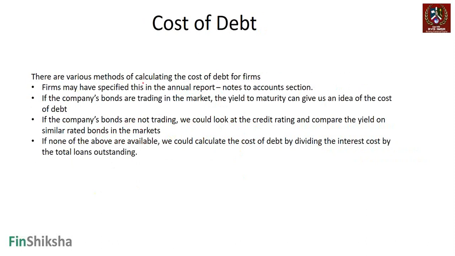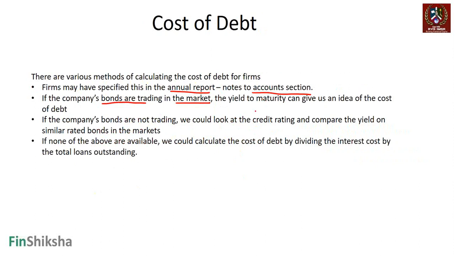There are various methods of calculating this. The first one: firms may have directly specified this in the annual report, in the notes to accounts section. At the end of the financial statements there are notes, and you can look at those to find out if the company has specified clearly that it has taken, say, an 11.5% or 12% loan. So that's available there. Second, if the company's bonds are trading in the market.